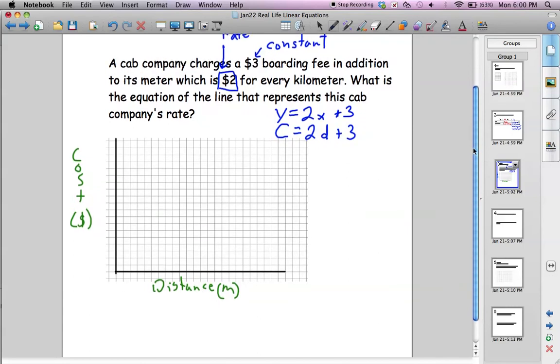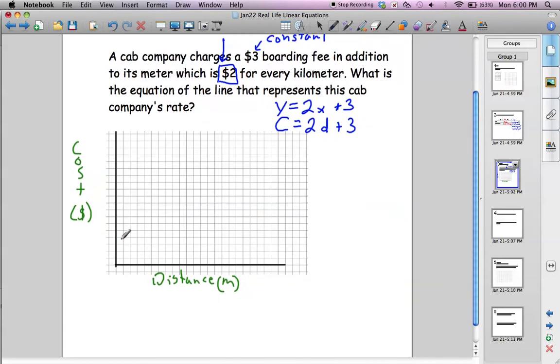It's going to start at 3. The y-intercept here is going to be 3. So let's put in the y-intercept of 3. Our slope is 2, so for every kilometer we're going to go up 2. You can write this slope as 2 out of 1. So the rise is 2, the run is 1. Rise 2, run 1, rise 2, run 1. We can keep doing that and fill in all of these points.